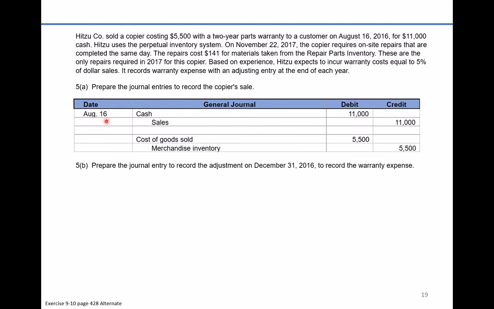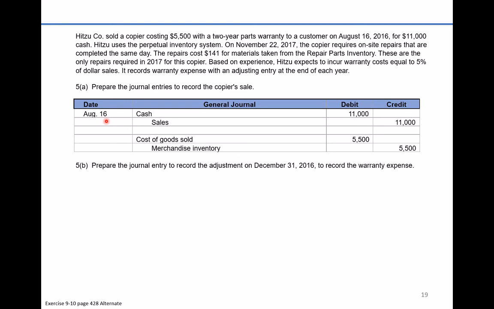Now they're asking us to prepare the journal entry to record the adjustment on December 31st to record the warranty expense. Remember, this is that estimated amount we already calculated previously. It was 5% of $11,000. We know that we're putting aside $550 to cover future repairs. We are putting that aside in an account called estimated warranty liability. We're liable to do something in the future. What are we liable to do? Repair the copier when it breaks down over 2 years.